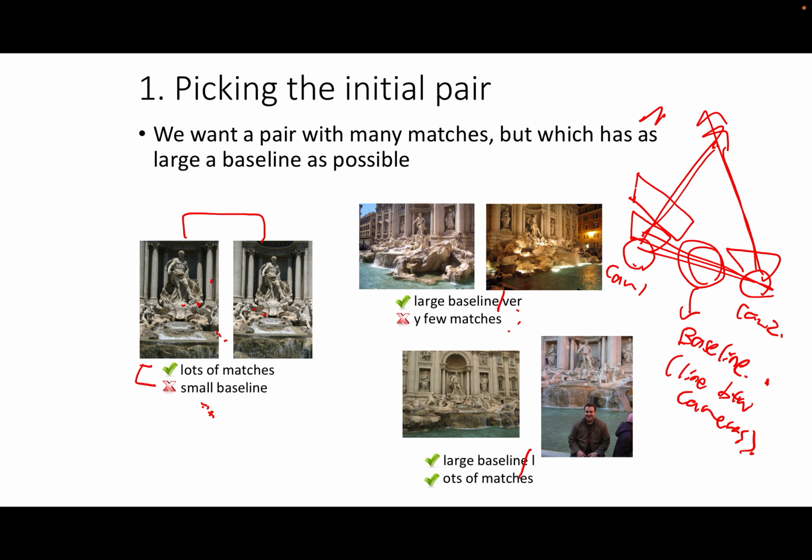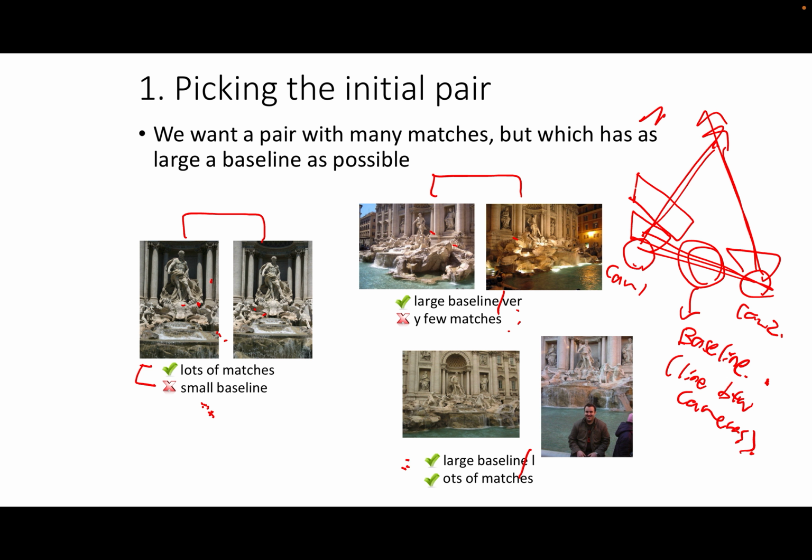Okay, very few matches. These two images have large baseline. That means these two images are also taken from different cameras. But as we can see, these two images are very different. So they have large baseline. The length of the line between the two cameras is very large. It is large, but they have too few matches. They look very different, so they might have too few matches. That is not good actually.